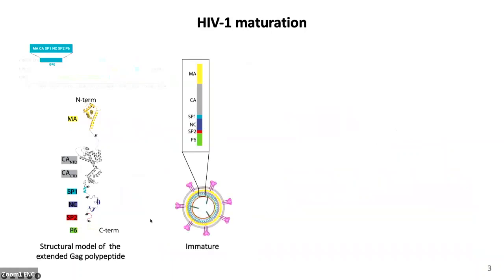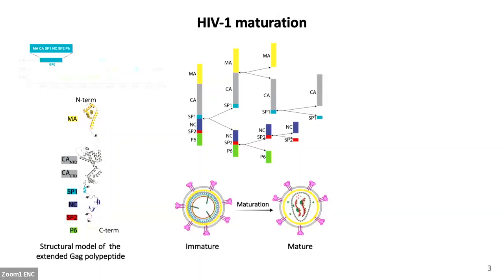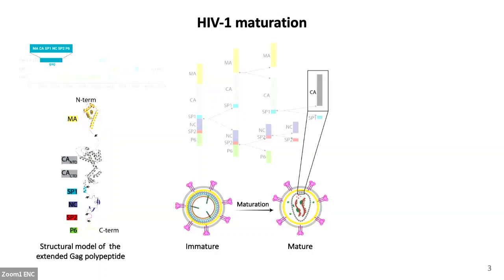Upon budding from an infected cell, the shell of the immature virion comprises several hundred copies of GAG polyprotein. During maturation, it goes through a cascade of cleavage events by the viral protease. This is a programmed operation of molecular switches, which triggers both local and global structural rearrangements. This leads to the formation of the mature virion, including the viral conical capsid core.